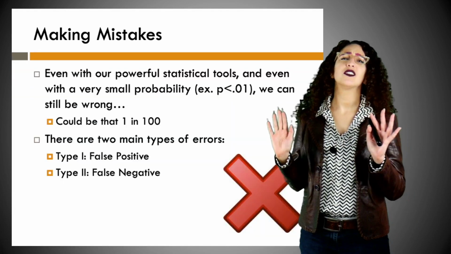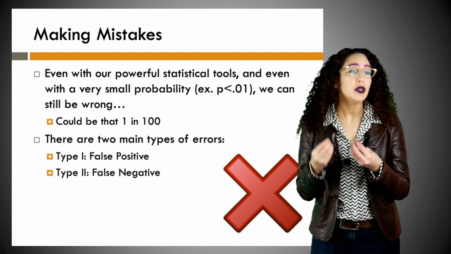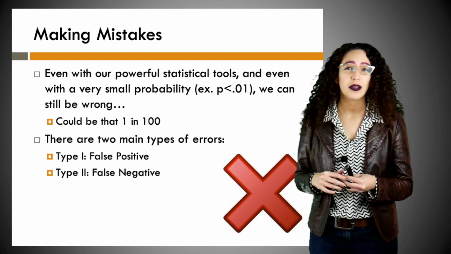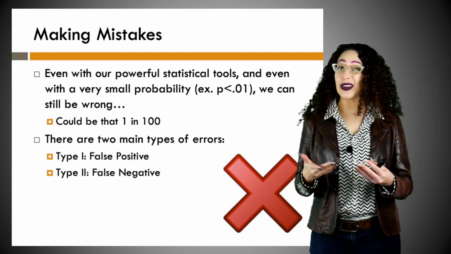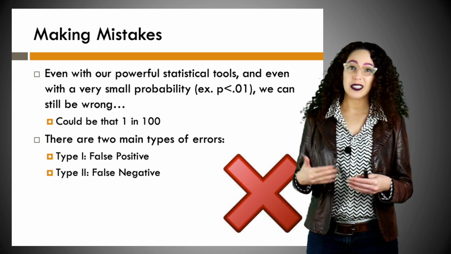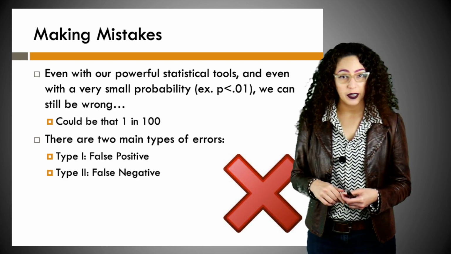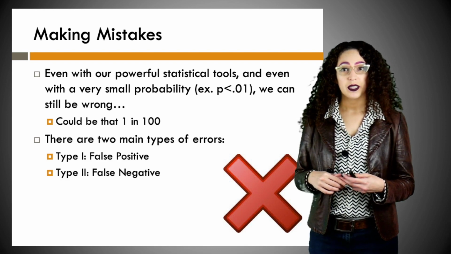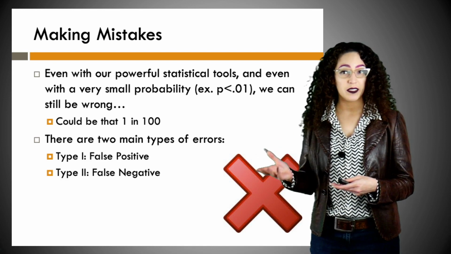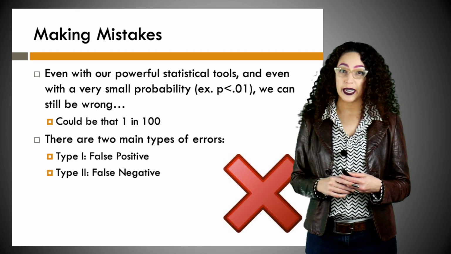Even with our powerful statistical tools, and even with a really small probability of less than 0.01, we can still be wrong. We can still be that 1 in 100 that misses the truth. So there are two main types of errors you can make when it comes to hypothesis testing. There's a type 1, which is a false positive, and a type 2, which is a false negative.